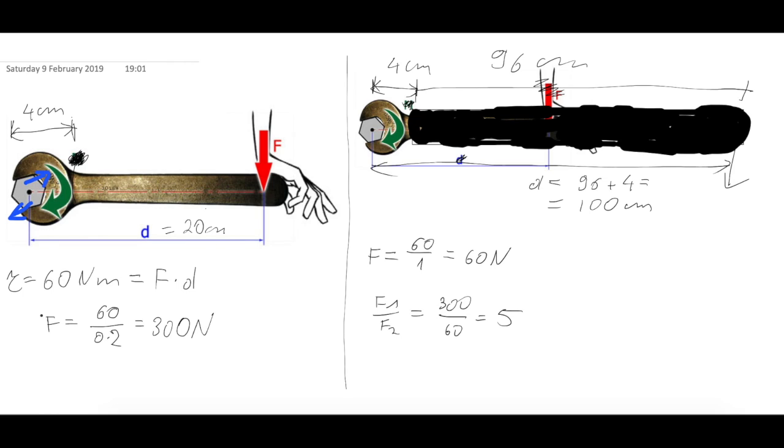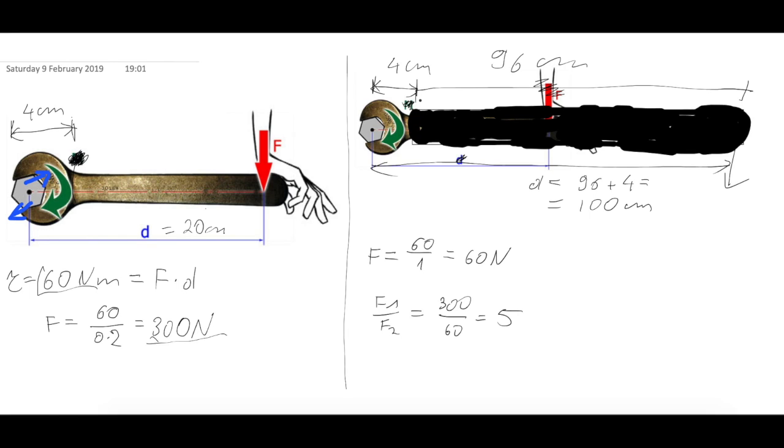So we know that the 60 Newton meters will be equal to force times the distance. So the force is simply 60 divided by the distance of 20 centimeters in meters, 0.2, which gives 300 newtons. So that's the answer to the first part of the question. The second part of the question is how much less force would be required if a tube of length 96 centimeters was slid over the spanner.